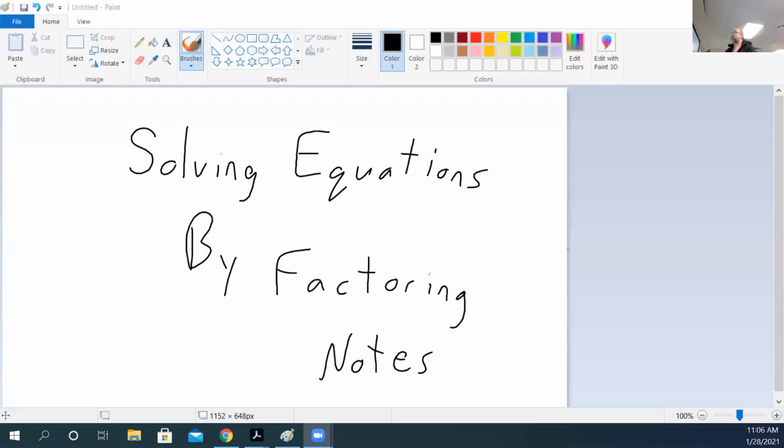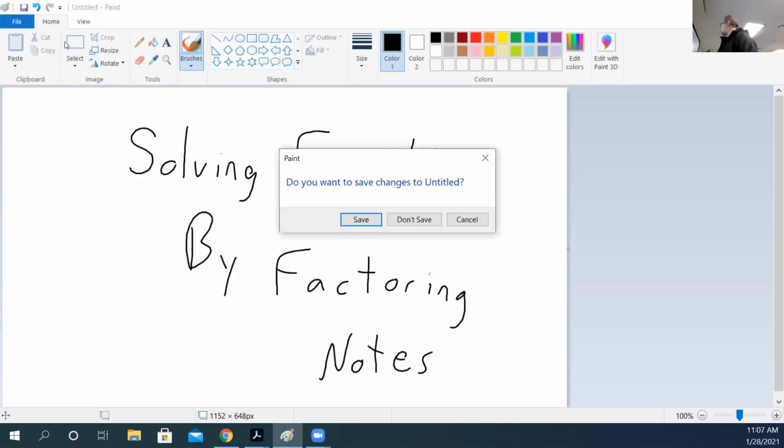Well, today you can see that we're learning to basically play with solving equations with factoring. So we're bringing something old from way back and blending it in with something new. Let's show you how it works.